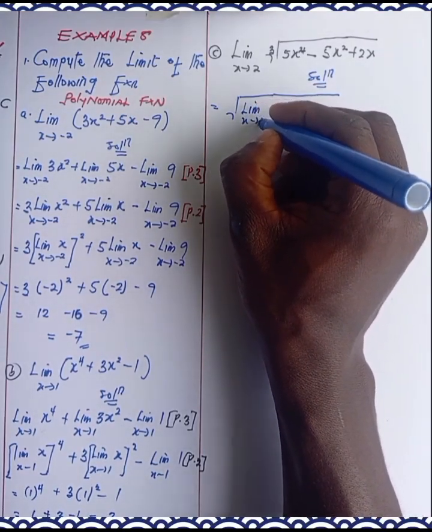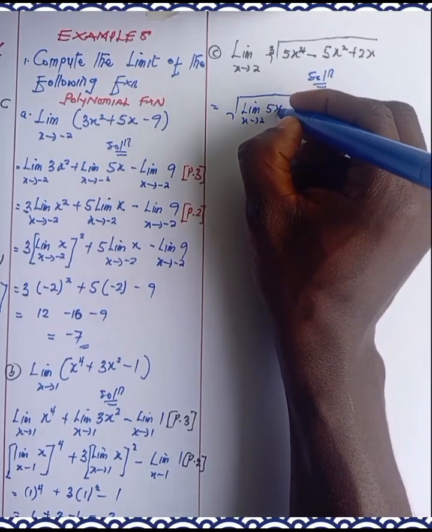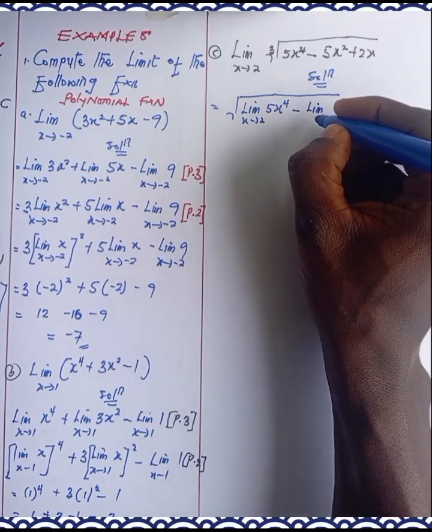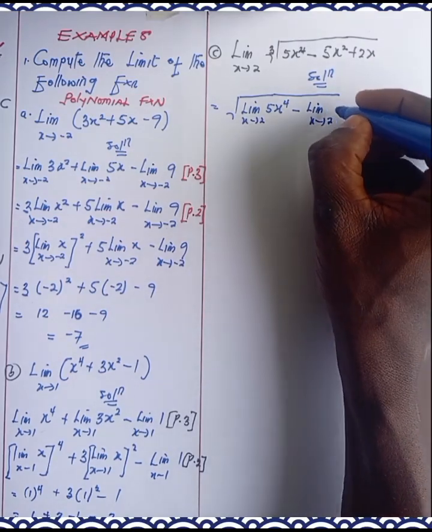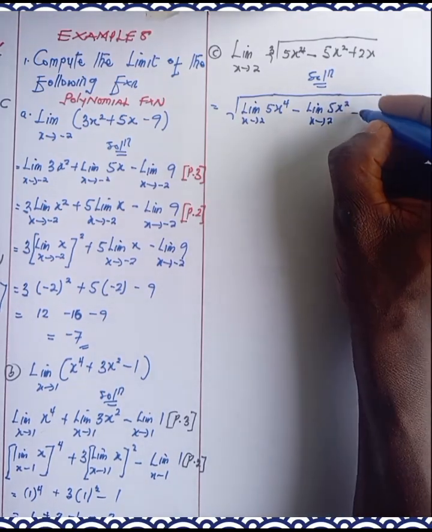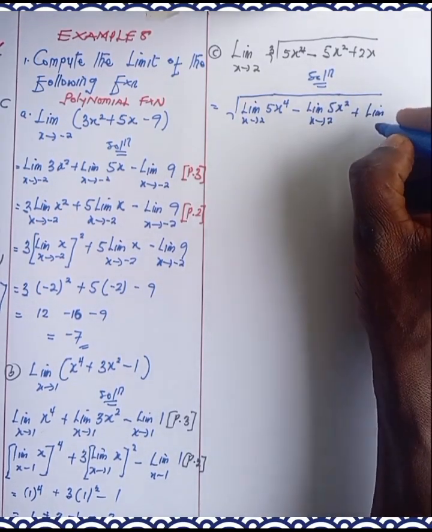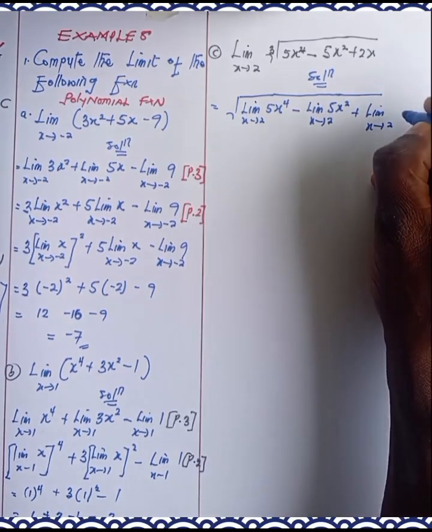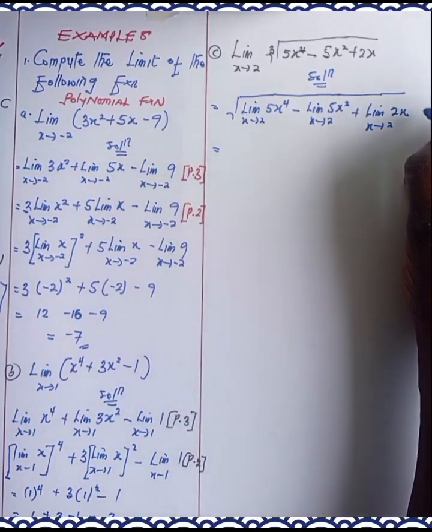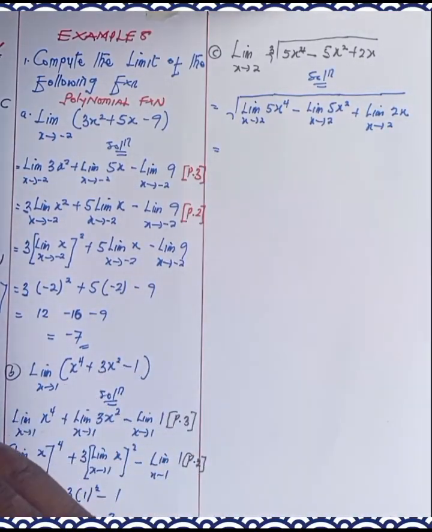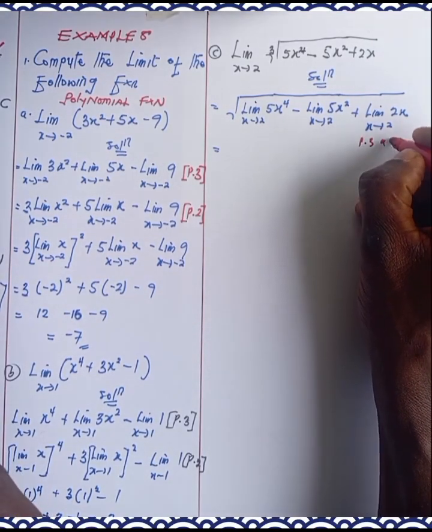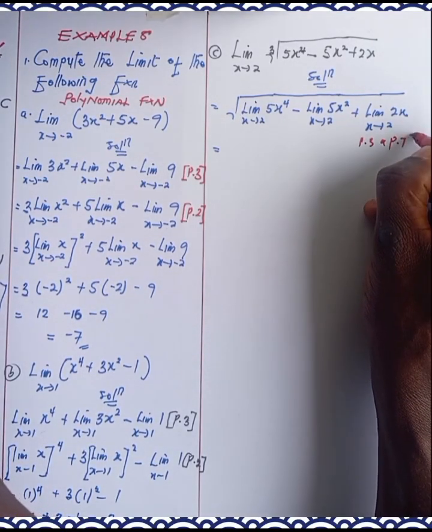So we are going to get the limit as x approaches 2 of 5x to the power 4 minus the limit as x approaches 2 of 5x squared plus the limit as x approaches 2 of 2x. That is property 3 and then 7. So we have P3 and P7.